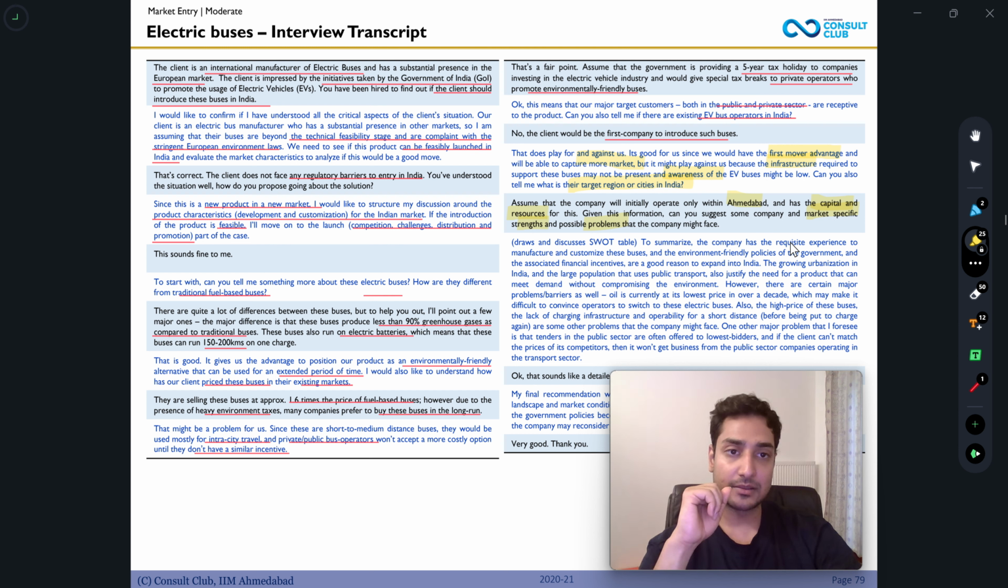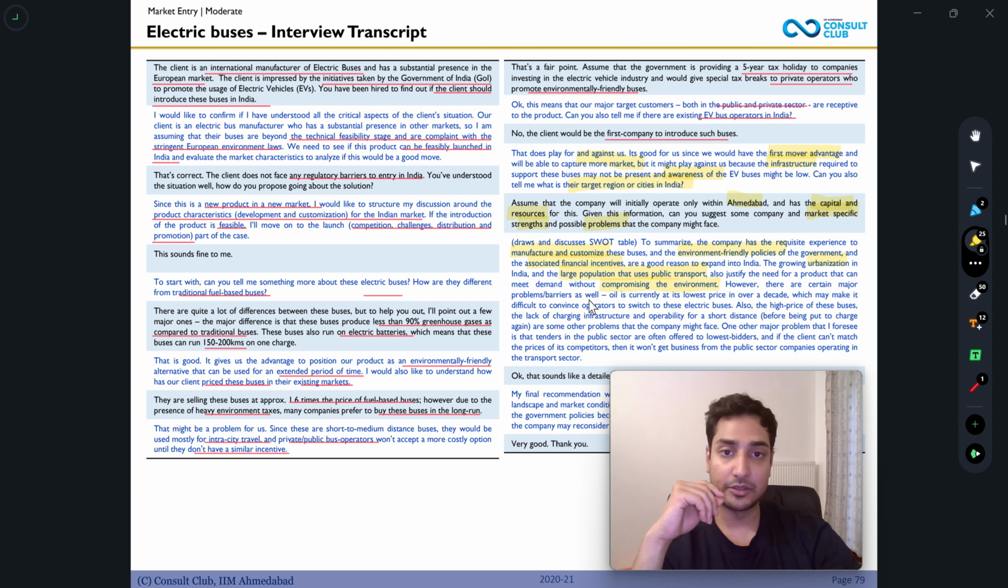To summarize, the company has the requisite experience to manufacture and customize these buses, and the environment friendly policies of the government and the associated financial incentive are a good reason to expand into India. The growing urbanization in India and the large population that uses public transportation justify the need for a product that can meet demand without compromising the environment.